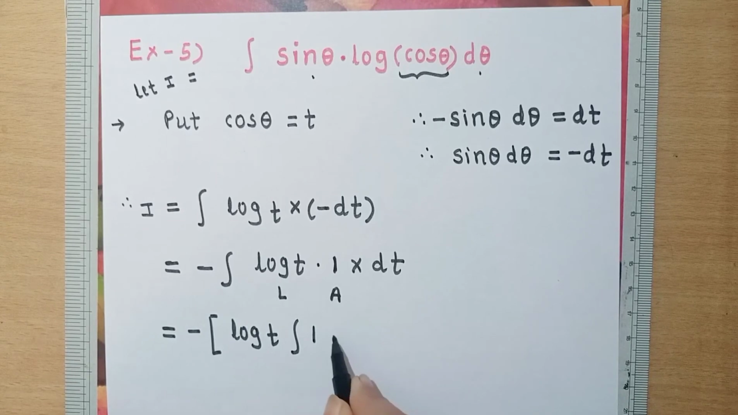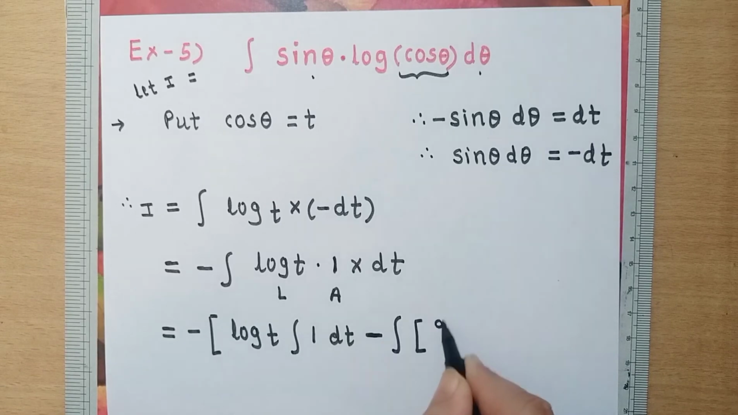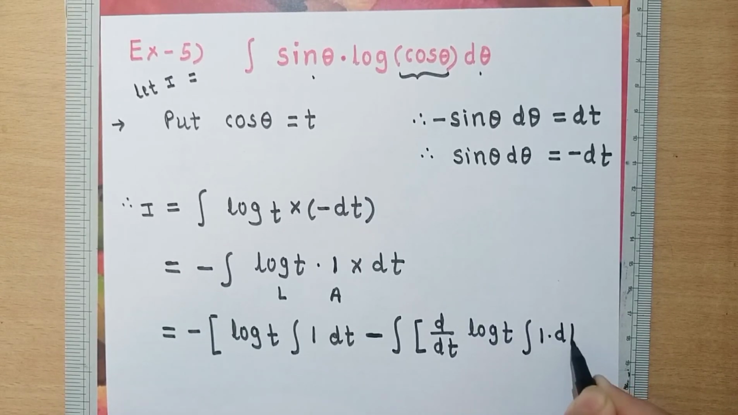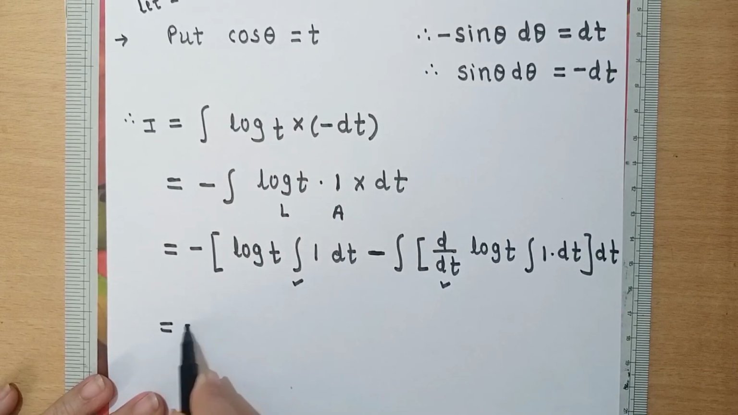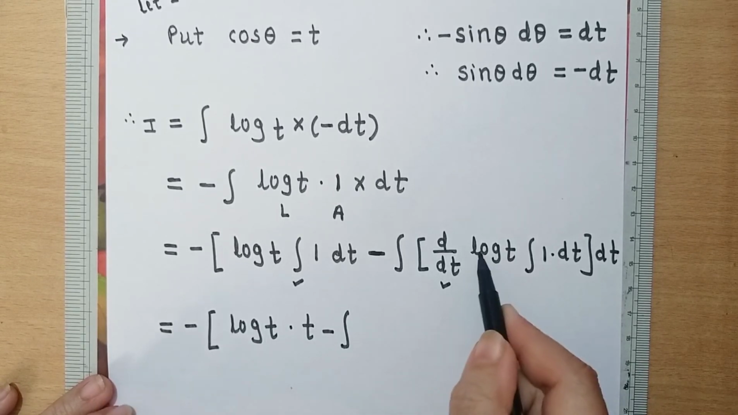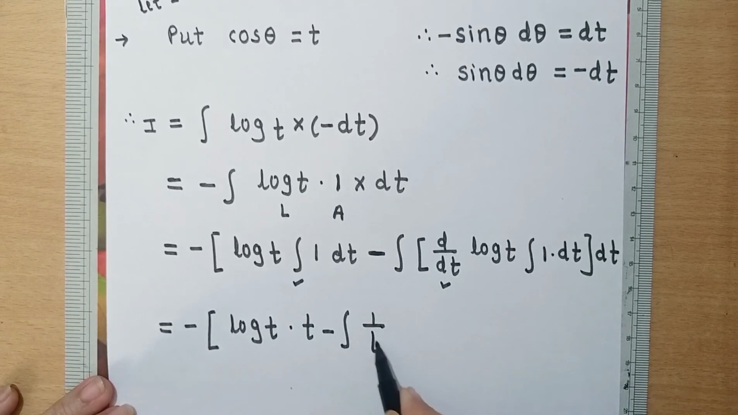Then integration of 1 into dt, middle sign minus integration d by dt of first function, that means log of t, and again integration of 1 dt and outside dt. Now we will find integration and derivative, and so again this minus as it is, log of t, integration of 1 is simply t, minus integration derivative of log t is 1 upon t, and this is simply t into dt, and this bracket complete.